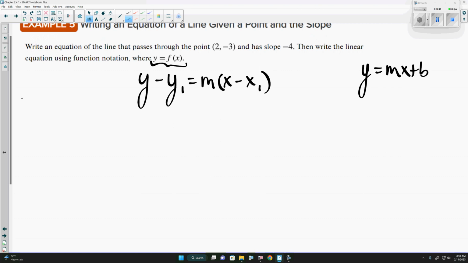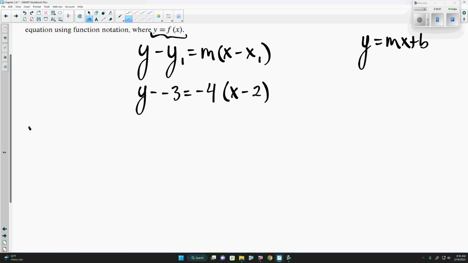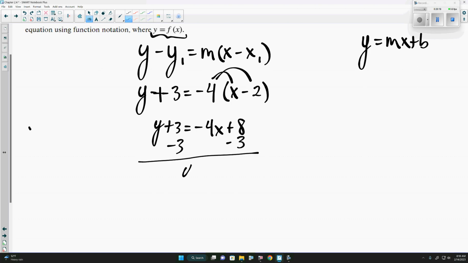I like using point slope because we can plug in 2 and negative 3 for our x1, y1, and plug in negative 4 for the slope. I only have to plug it in once. I don't have to plug it in, solve, and then plug it back in. Because if we solve for this here, the negative negative makes a plus. We can distribute the negative 4, which gives us negative 4x plus 8 minus 3. So y is negative 4x plus 5.